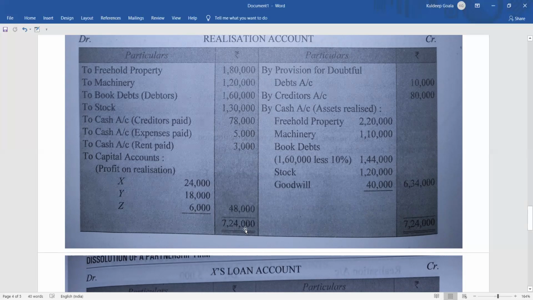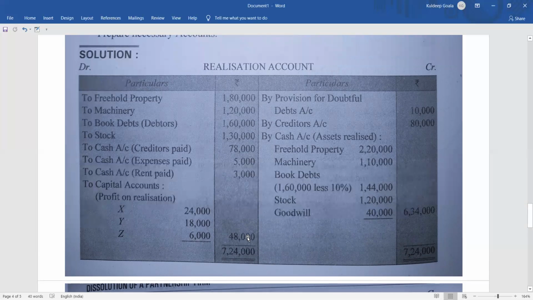In the first day's video we saw what the entry was. For transferring realization profit, realization account debit to partners' capital accounts X, Y, and Z in the ratio of 4:3:1, as we have seen. So it is 24,000, 18,000, and 6,000 respectively.